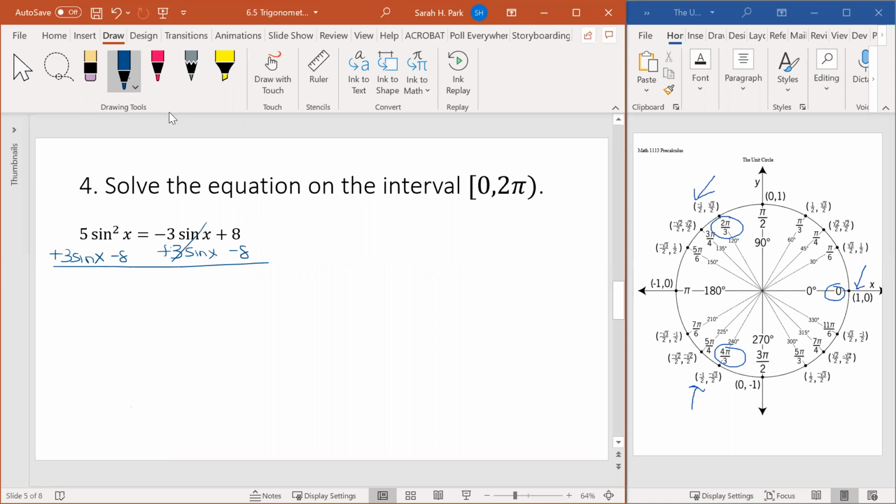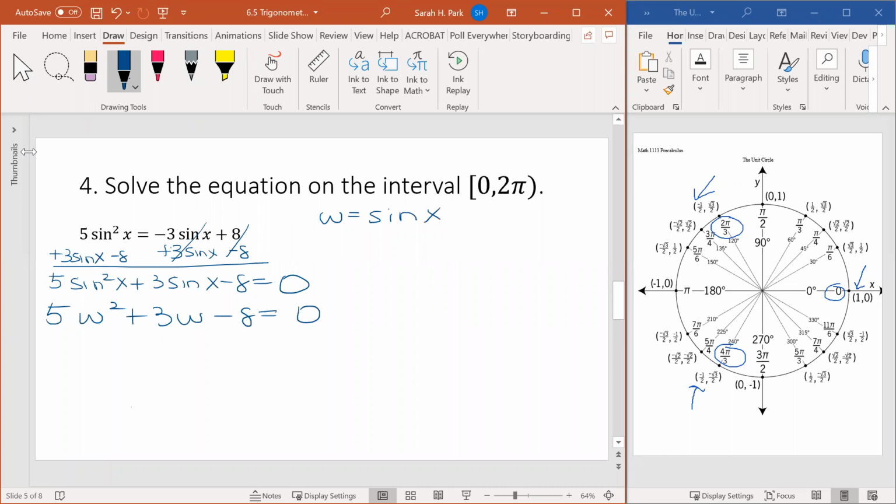Okay, so now we have 5 sine squared of x plus 3 sine of x minus 8 equals 0. Now again, we can do the substitution where we can say, okay, w is equal to sine of x. So I can say this is 5w squared plus 3w minus 8, just to make the factoring process easier. Now let's do the same process, multiply the 5 and the -8. So here's the factoring.